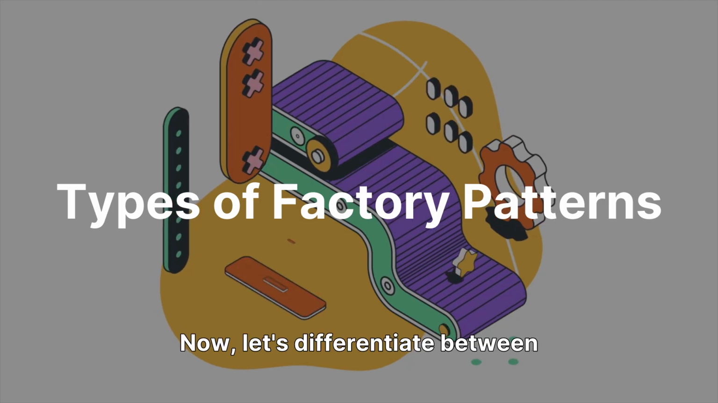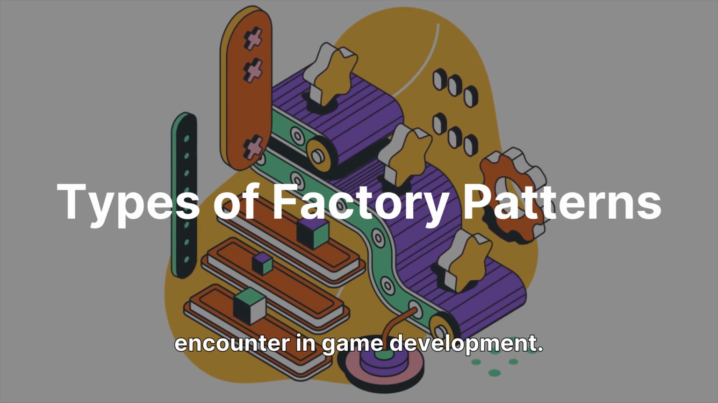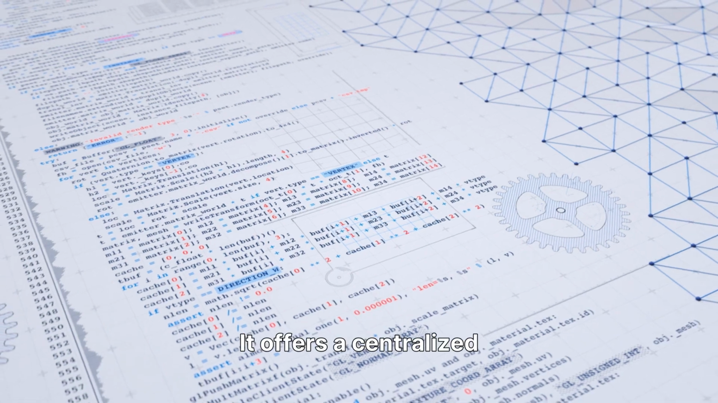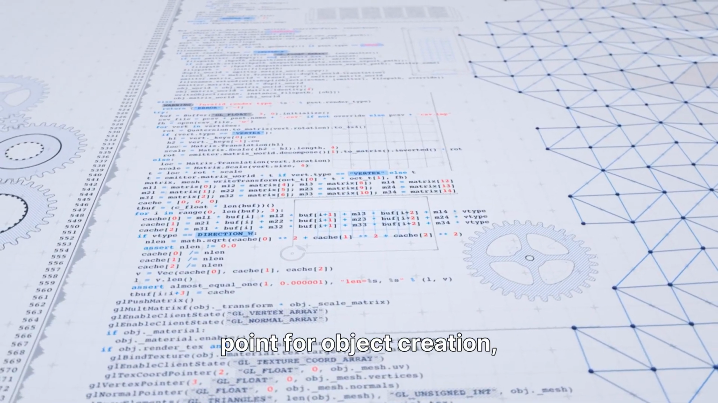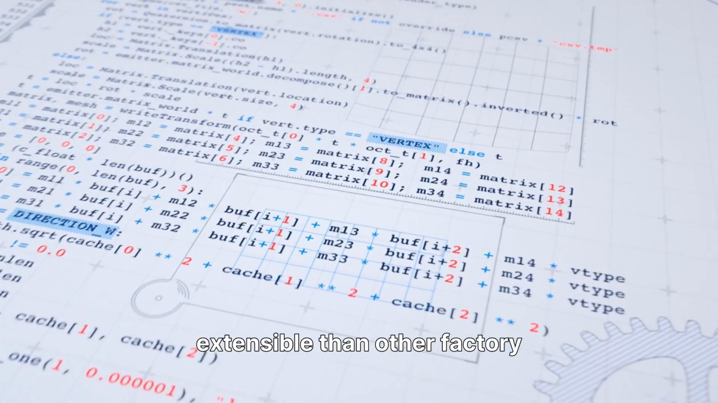Now, let's differentiate between the various types of factory patterns you might encounter in game development. The simple factory, while not a formal design pattern, is a common programming idiom using a static method to create instances based on input parameters. It offers a centralized point for object creation, making it easy to manage, though it's less extensible than other factory types.